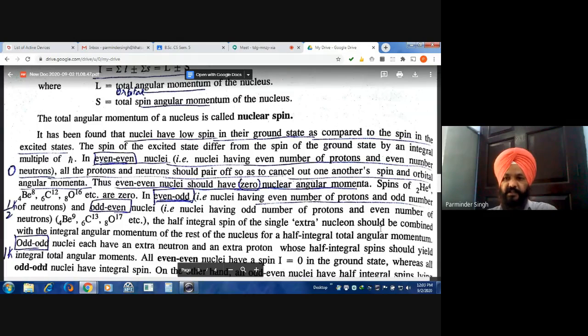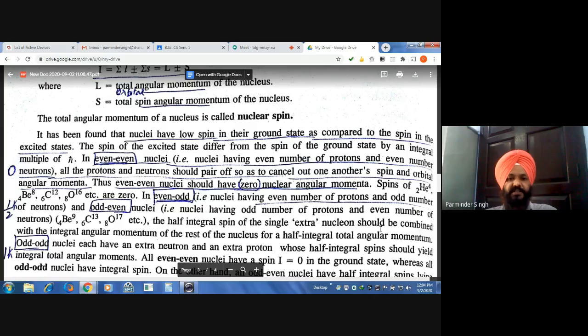Next, the spin of helium 2He4. We can take beryllium, carbon, helium and oxygen as examples. All of these are examples of zero angular momentum because they are even nuclei. You can see here 2He4, 4Be8, 6C12. All of these are even nuclei, so all these even nuclei always have zero angular momentum.